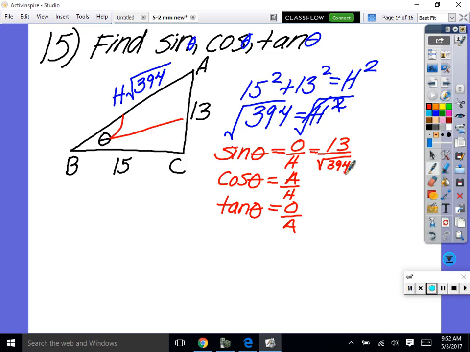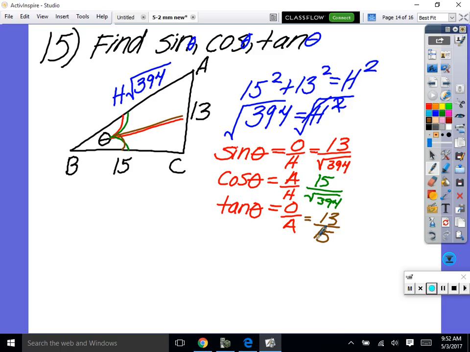Now let's find cosine, our adjacent over hypotenuse. I'm drawing it in green. Adjacent is 15, and hypotenuse is root 394. Sweet, I'm done with cosine. Changing colors again, maybe to brown. And then opposite over adjacent. So 13 over 15, and I'm done. So there's nothing harder, it's just answering all three of them.